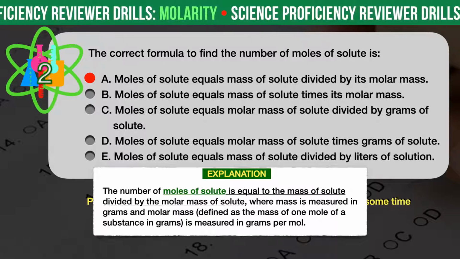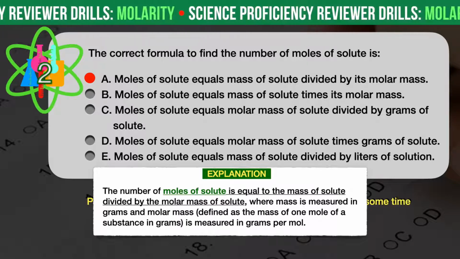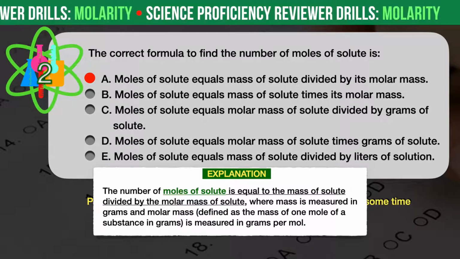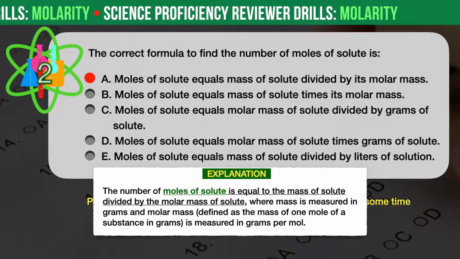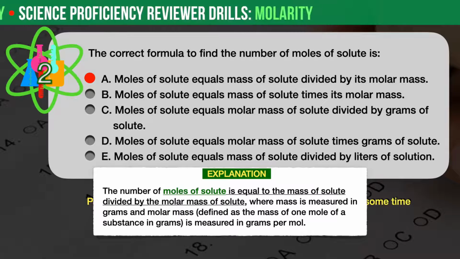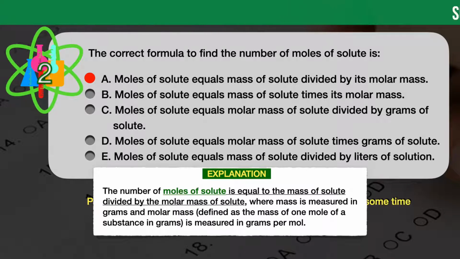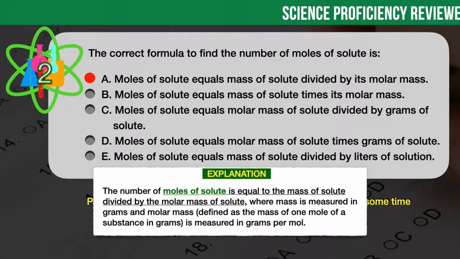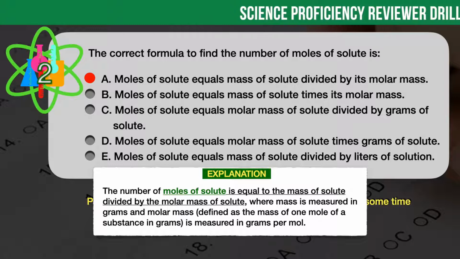Don't worry, you will hardly need this difficult to memorize number in solving most molarity problems. The number of moles of solute is equal to the mass of solute divided by the molar mass of solute, where mass is measured in grams and molar mass, defined as the mass of 1 mole of a substance in grams, is measured in grams per mole. If you don't know the mass of the solute, weigh it on a scale and record the value.